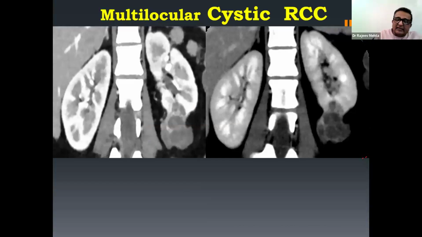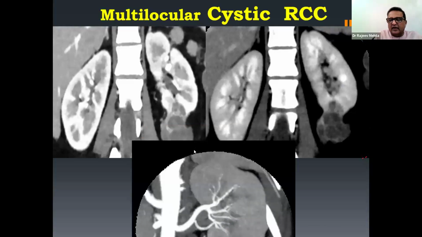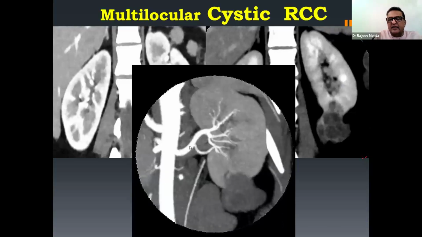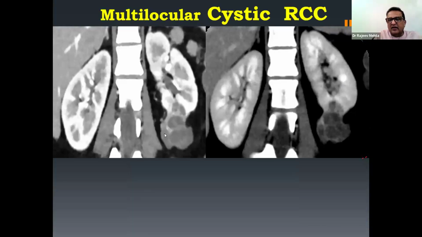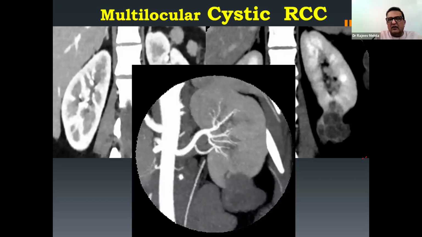Coming down to the cystic neoplasm, this is the classical example of a Bosniak type 2F. Here you can see an irregularly marginated multilocular cystic lesion involving the lower pole of the left kidney, showing thick irregular septae which show enhancement. This is the classical example of multilocular renal cell carcinoma. This was excised and proved to be multilocular cystic renal cell carcinoma.